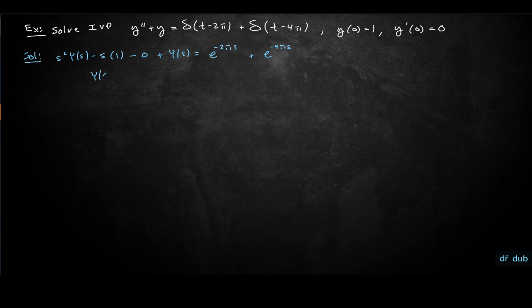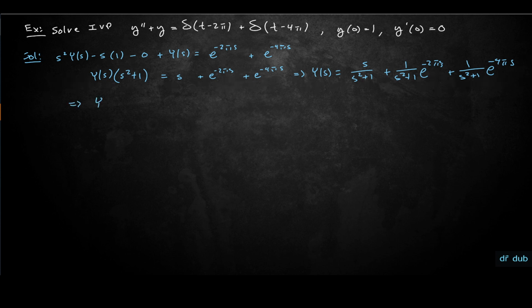So on the left, I can factor out Y of s, and that'll leave s squared plus 1 on the left. And I'll move the s to the right-hand side, plus e to the negative 2 pi s plus e to the negative 4 pi s, and then divide everything by s squared plus 1. So Y of s will be equal to s over s squared plus 1 plus 1 over s squared plus 1 e to the negative 2 pi s plus 1 over s squared plus 1 e to the negative 4 pi s.